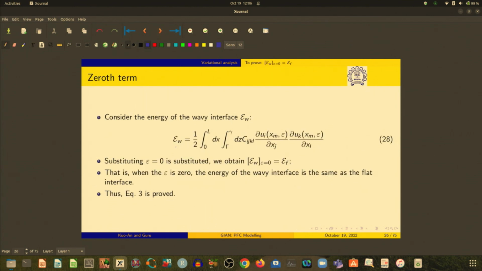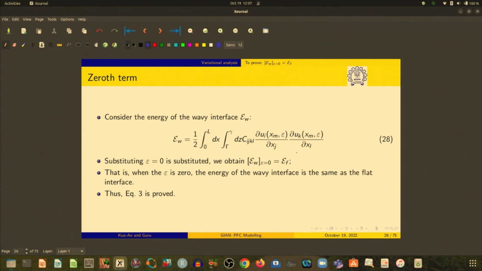Okay. So, now let us consider the 0th term. What is epsilon wavy? It is half integral 0 to L dx, integral over gamma and this gamma dz, Cijkl dou ui by dou xj dou uk by dou xl. What is this?